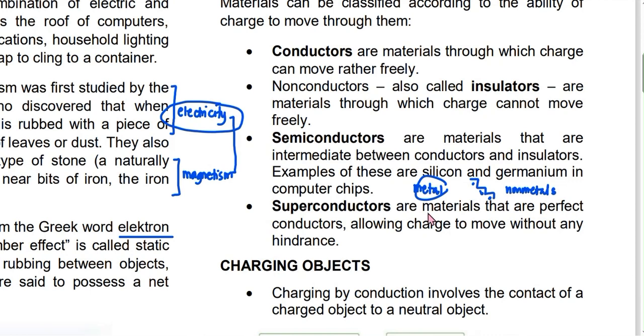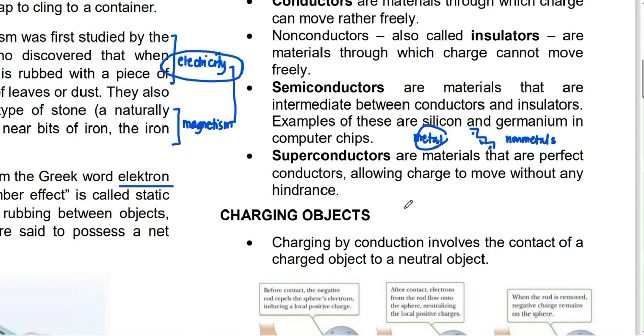And superconductors are materials that are perfect conductors, which allows charges to move without any hindrance. One very good example of a superconductor is the metal aluminum. And there are other materials also that are superconductors. For charging objects, there are two ways wherein we can charge an object, either by conduction or induction.